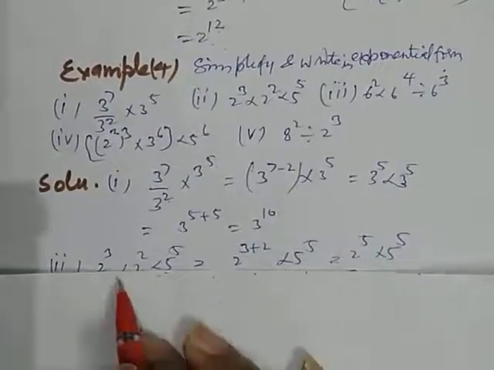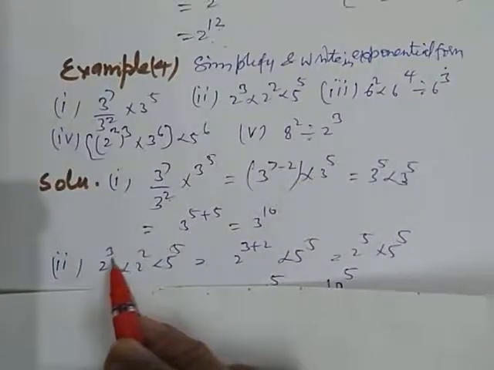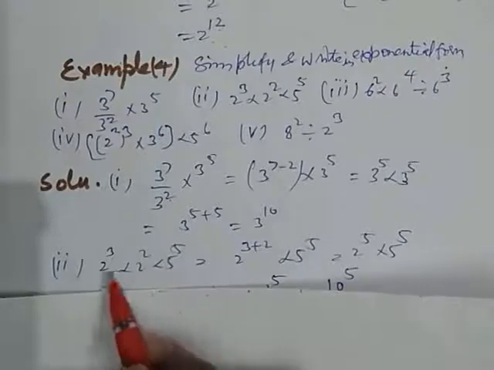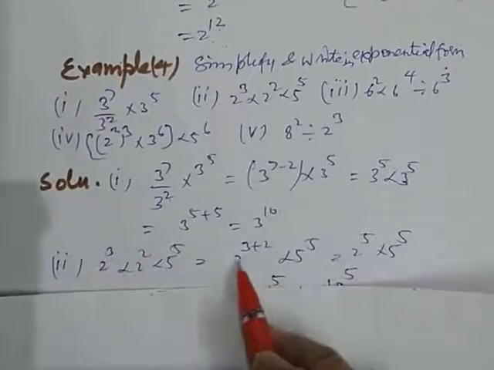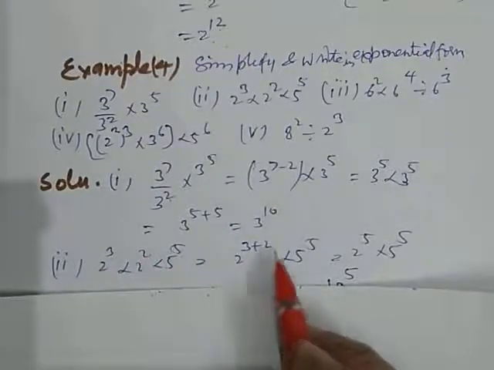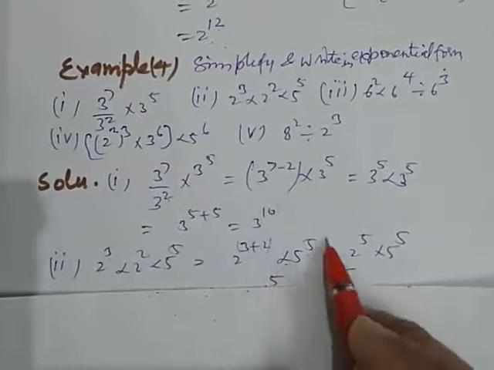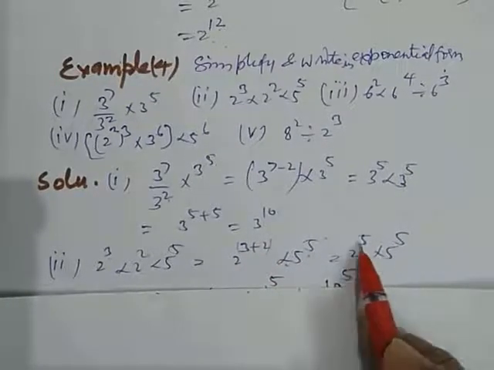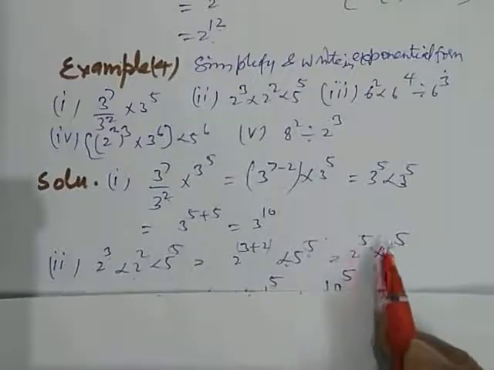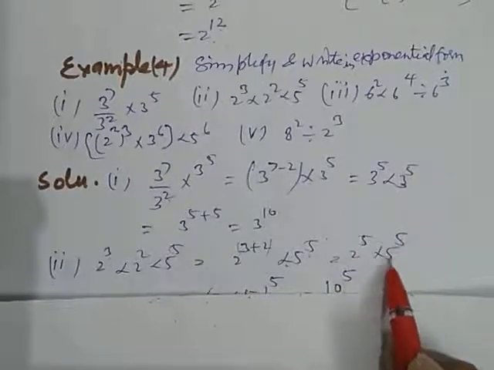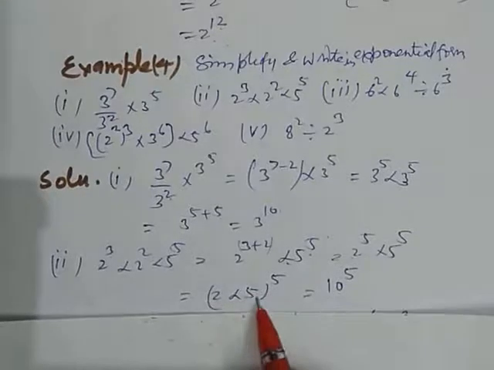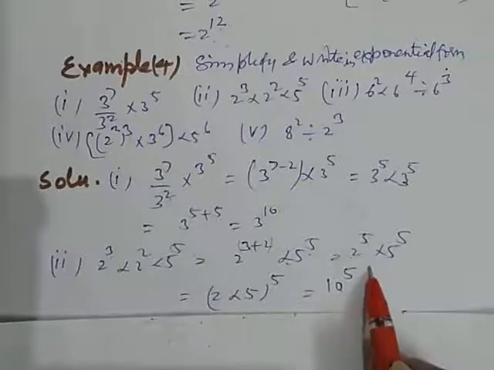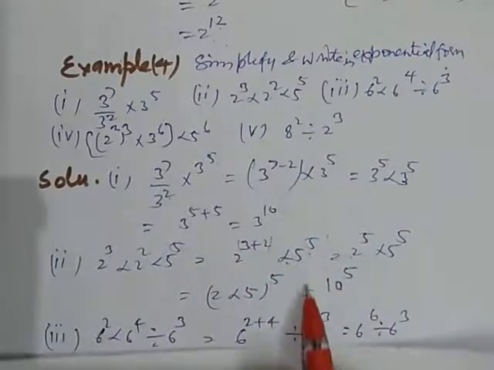Next question. 2 raised to the power 3 into 2 raised to power 2 into 5 raised to power 5. Here the bases are the same, so we add the exponents. 2 raised to the power 3 plus 2, okay, into 5 raised to power 5. This becomes 2 raised to power 5. Here the bases are different, but the exponents are the same. So by keeping the exponent the same, we multiply the bases. So 2 into 5 whole power 5. 5 into 2 is 10, so 10 raised to power 5. This way we can solve this.